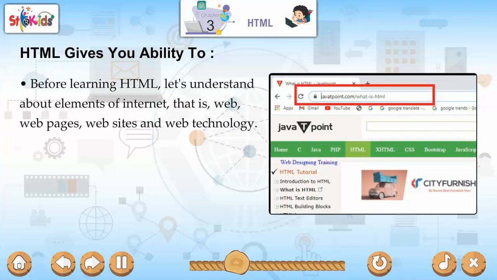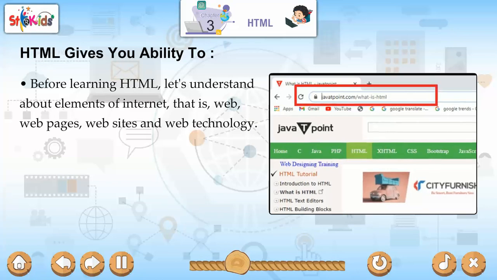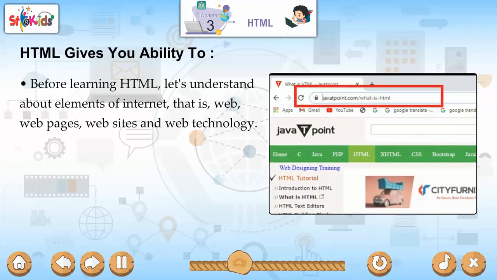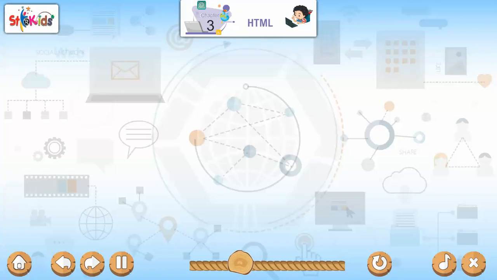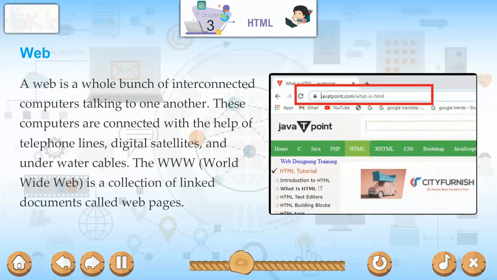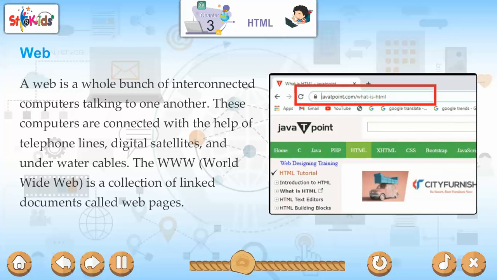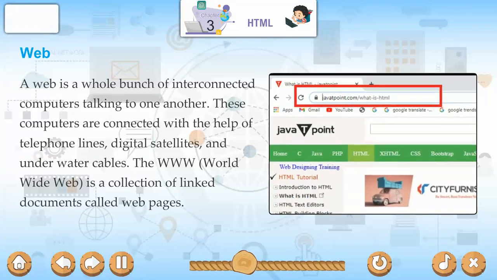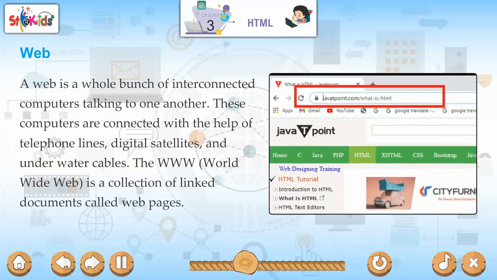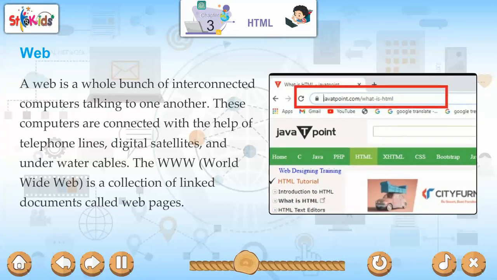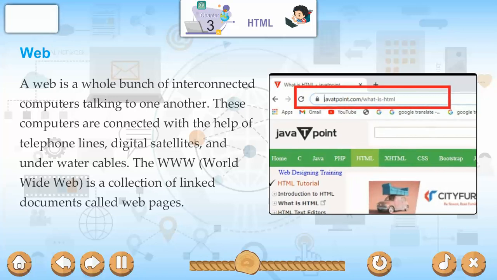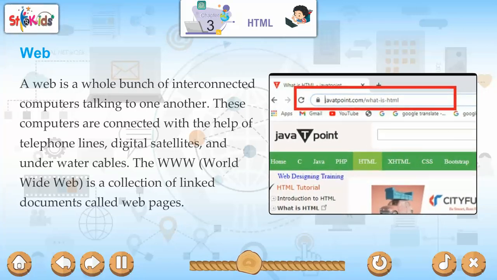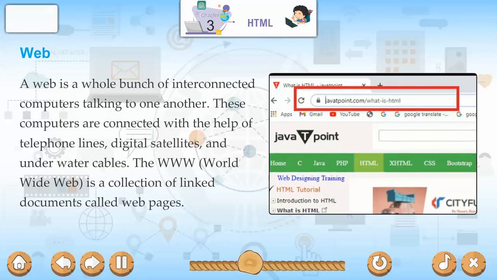Before learning HTML, let's understand the elements of the internet, that is web, web pages, websites, and web technology. Web. A web is a whole bunch of interconnected computers talking to one another. These computers are connected with the help of telephone lines, digital satellites, and underwater cables. The WWW, that is World Wide Web, is a collection of linked documents called web pages.